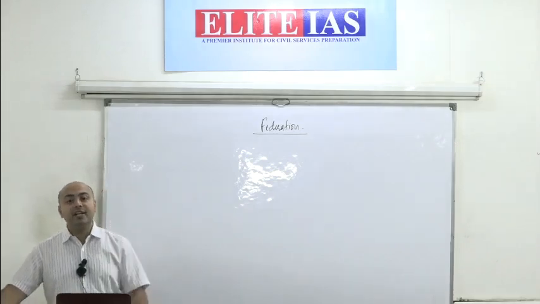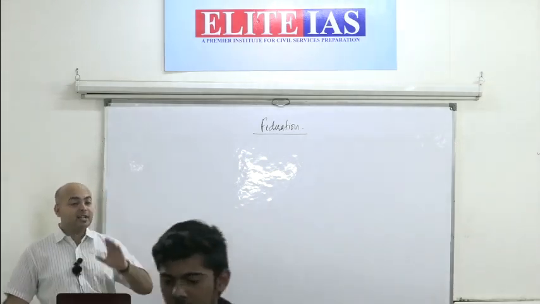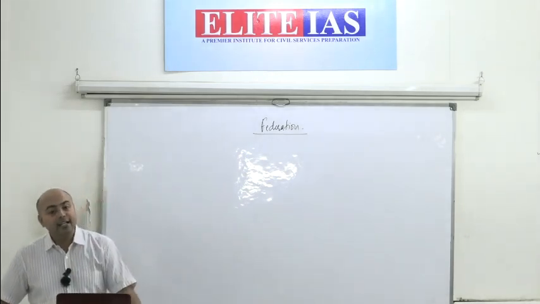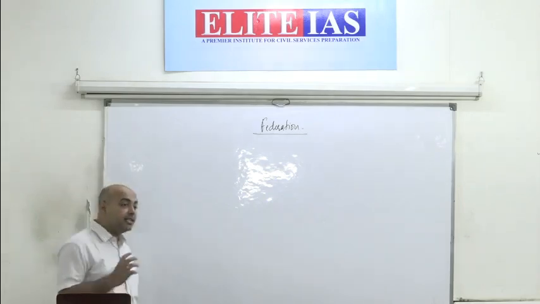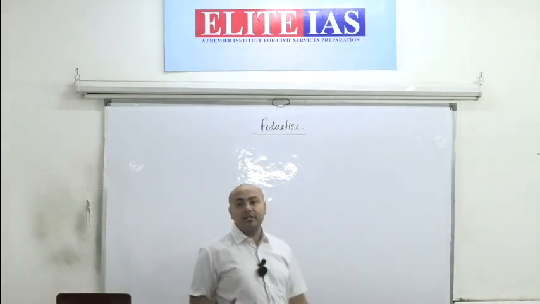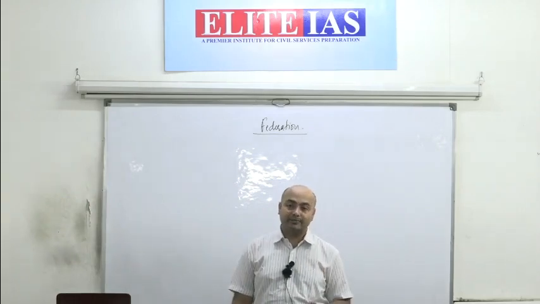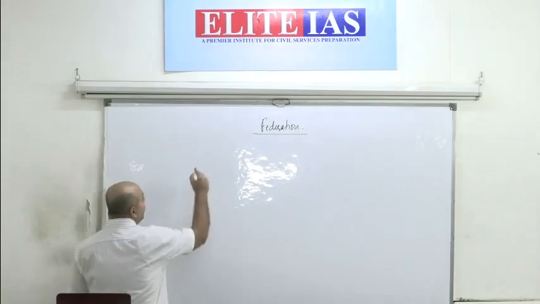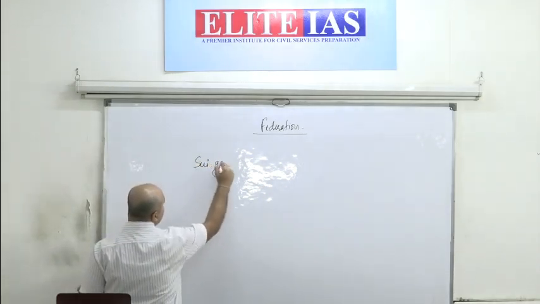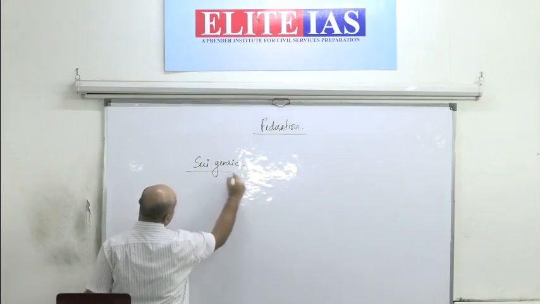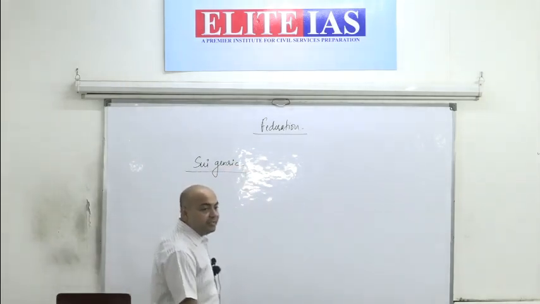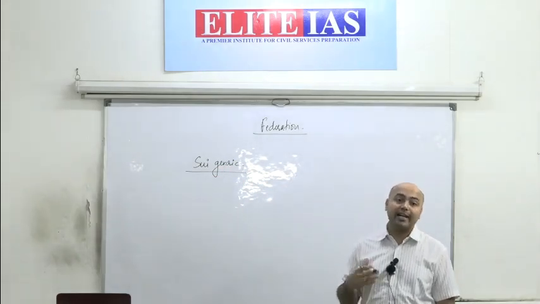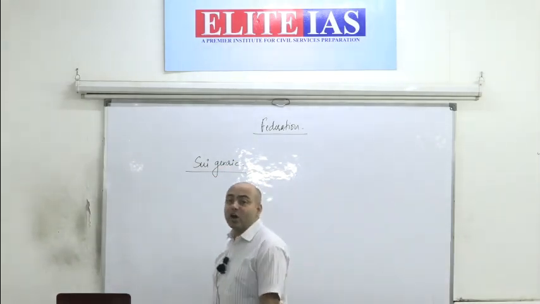So the union legislature enjoys more powers, the state legislature has less powers, and the union executive has much more powers than the state executive. That is the reason why India's federation is not an ideal federation. Rather, in technical language, our federation is described as a sui generis federation, which means of its own kind. Our federation is of its own kind.